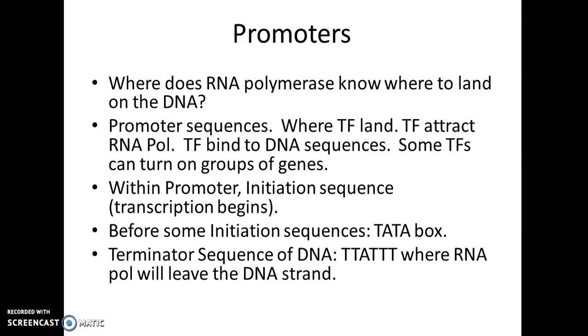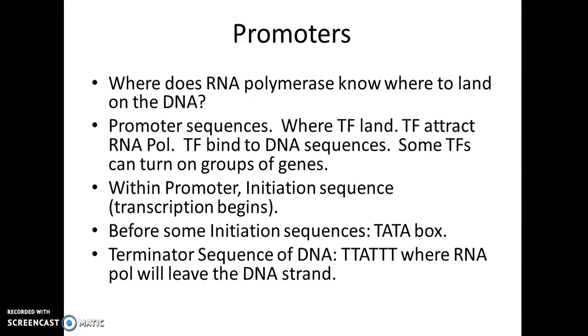Now, before some initiation sequences are boxes known as TATA boxes that have a high concentration of thymine and adenine. The terminator sequence, where RNA polymerase will stop, is the TTA-TTT sequence. So to get out of this, just remember, places on the DNA are known as promoters. Promoters are where transcription factors land, and RNA polymerase will look for, if it could look for anything, transcription factors. That's where we'll start transcription.